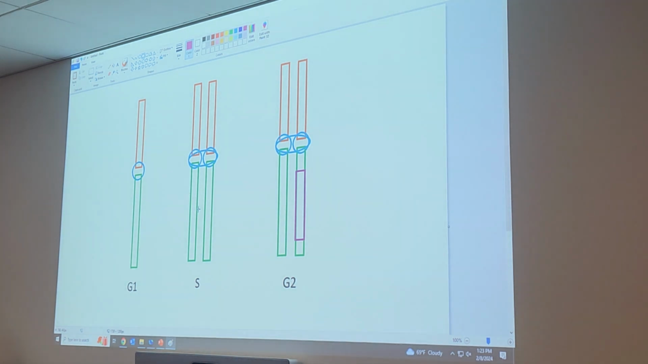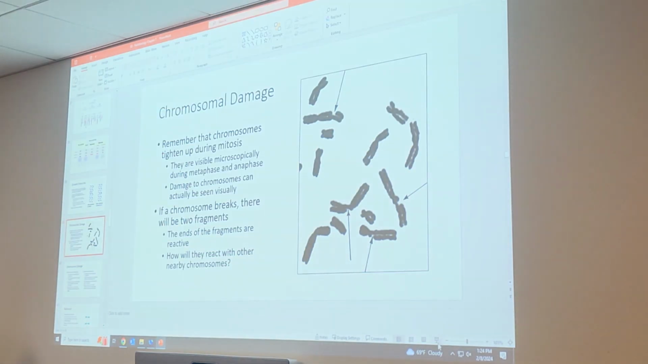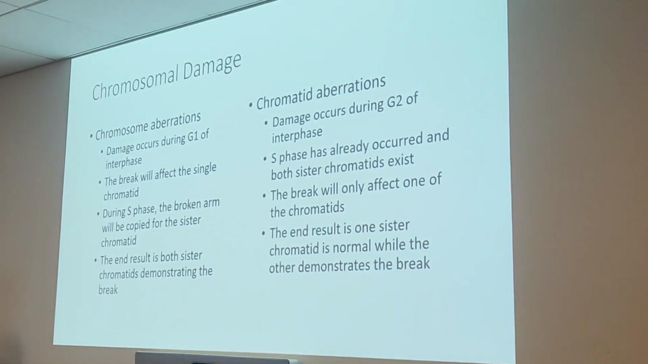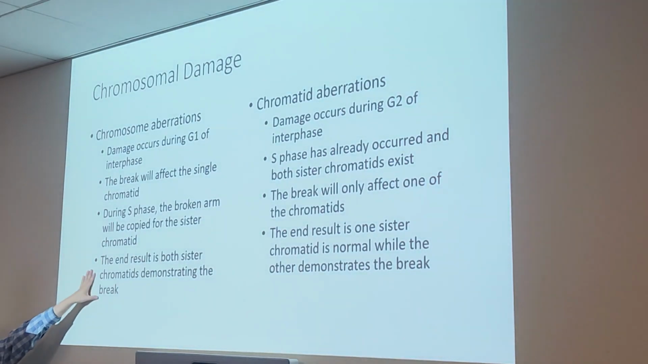Alright. So, you see in both of them, it happened during G1, and in one of them it happened during G2. And so, we call this chromosomal and chromatid aberrations. A chromosome aberration has both chromatids with damage. A chromatid aberration has just a single chromatid with damage. If both have damage, that happened during G1. If only one has damage, that happened during G2.